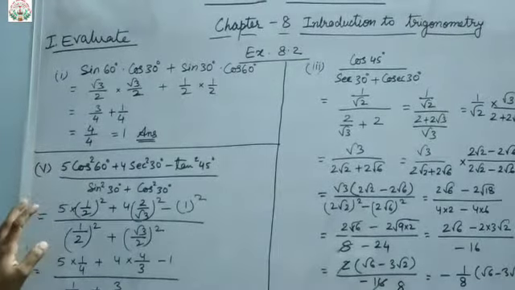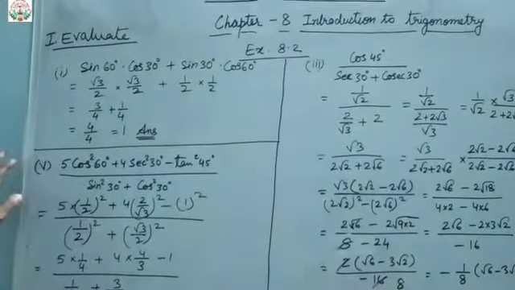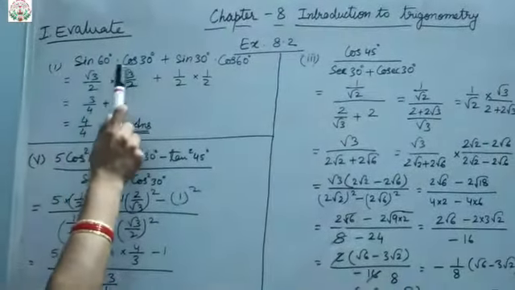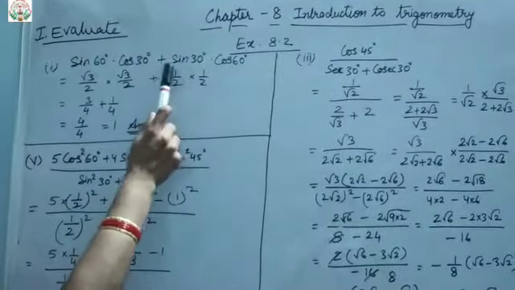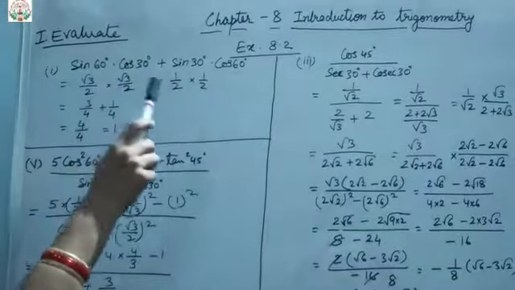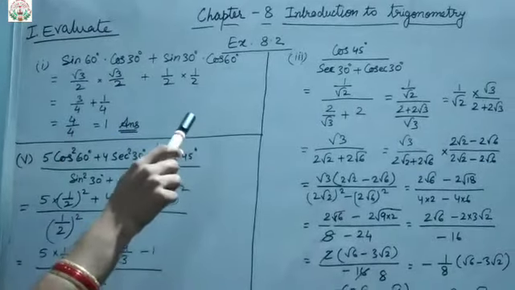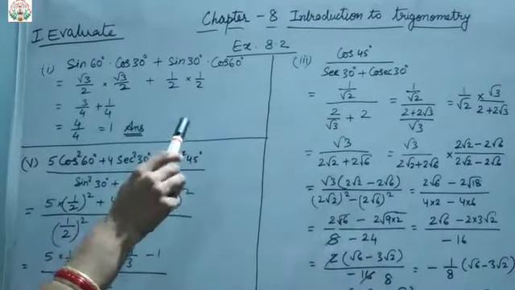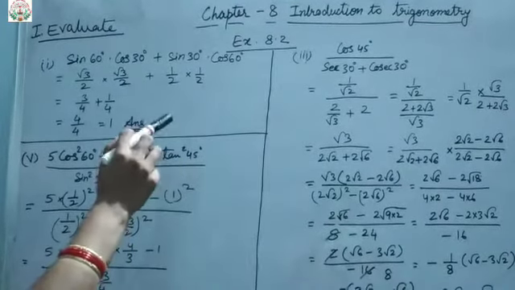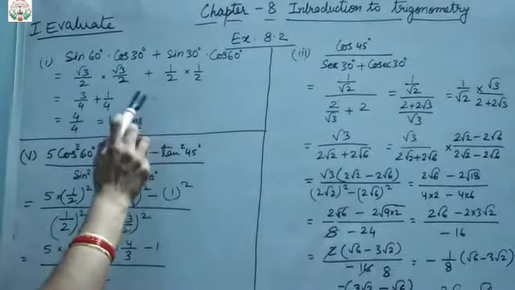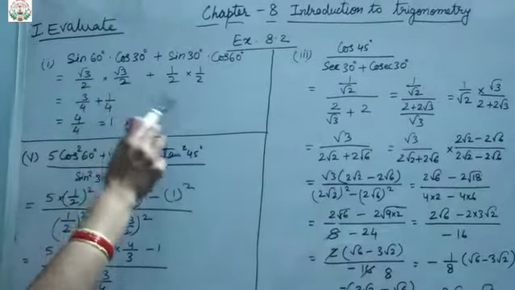The first one is sin 60 into cos 30 plus sin 30 into cos 60. The values in the table, which I have given you through broadcast, you might have memorized. I sent those formulas through the WhatsApp number. Based on that only, you have to put the values.